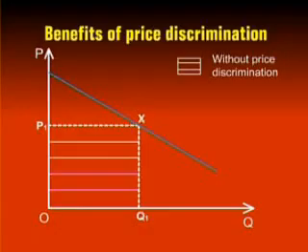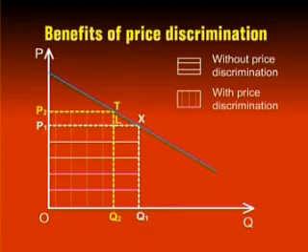Well, the implications for revenues will be that the total revenues after price discrimination will be the sum of two rectangles. The first one will be OP2TQ2, right? So that is the revenues gained for the output units from 0 to Q2.